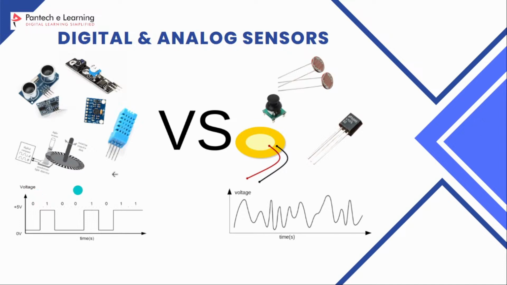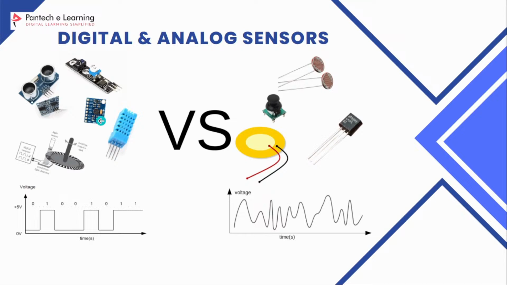An analog sensor measures a continuous physical quantity such as temperature or pressure and produces an output signal that is proportional to the input. The output signal is typically a voltage or current that varies continuously with the input. Examples of analog sensors are thermocouples, pressure sensors, etc.